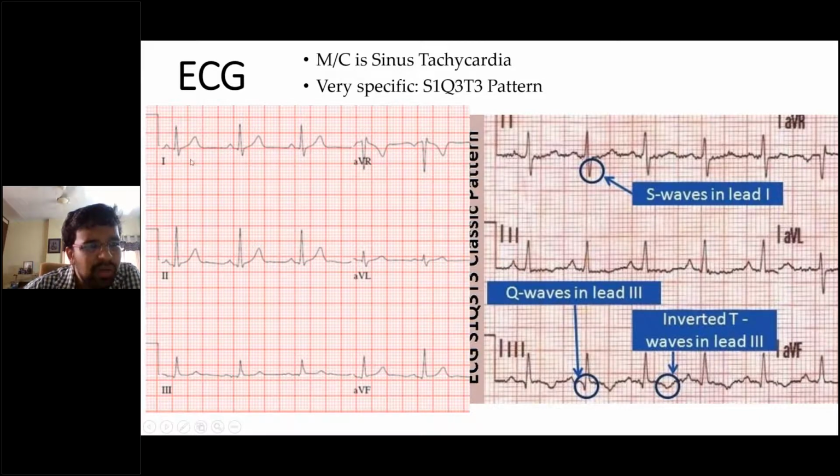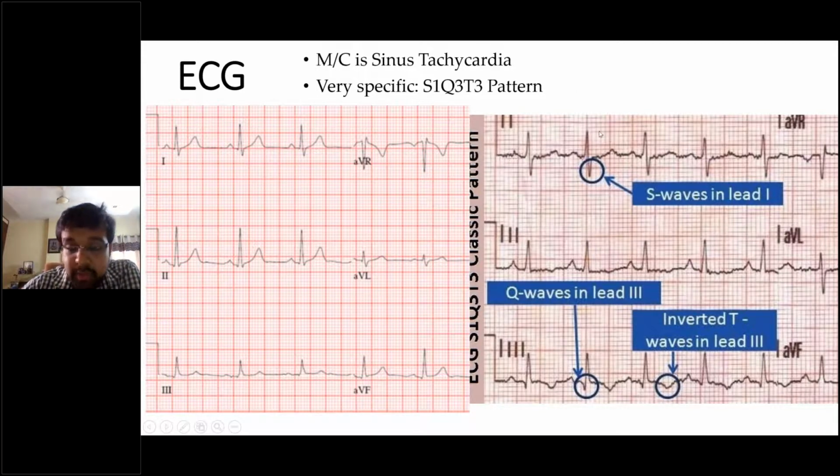As you can see, normally S waves are present in lead 1, but they are not very deep. And in lead 3, there are no Q waves, and the T waves are upright. Normally, the T waves are in the same direction as the QRS complex. So here the T wave is in the same direction as the QRS complex, so it is upright there.